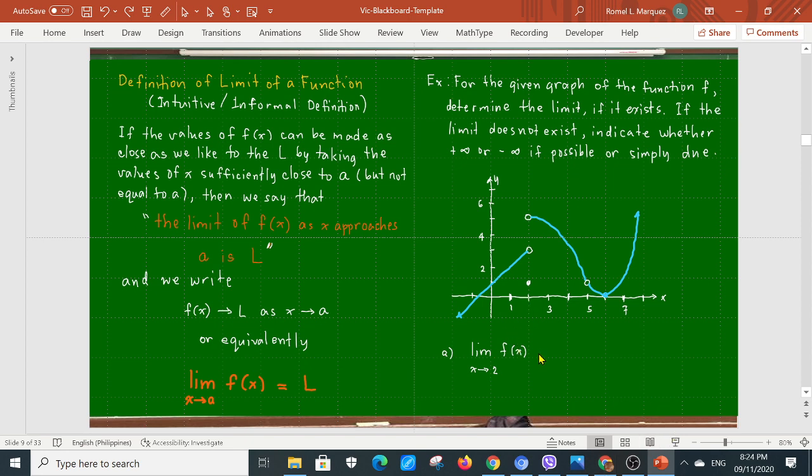What's the limit? Going to 2, from the left, where do I approach? From the right? 3, sir. What's the limit as x approaches 2? 2 from the left, sir. 3. From the right? From the right, 5, sir. What is now the limit as x approaches 2?